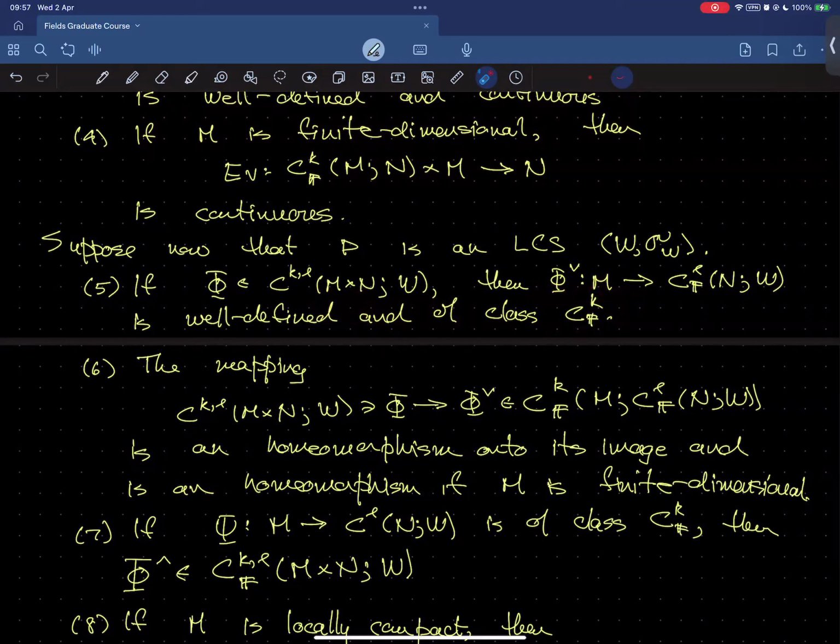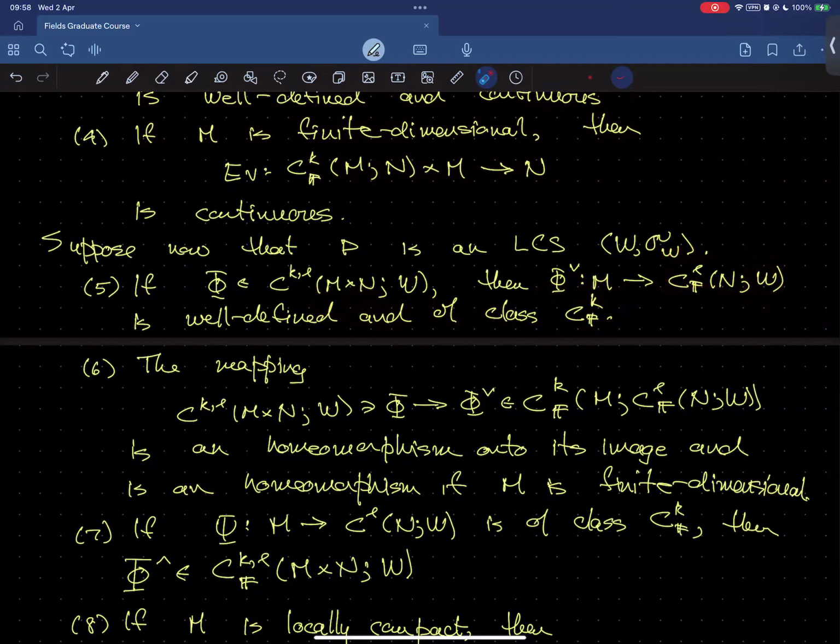Okay, so why does that make sense? Well, that makes sense because this one is now a locally convex space. And the reason it's a locally convex space is because it takes values in a locally convex space.